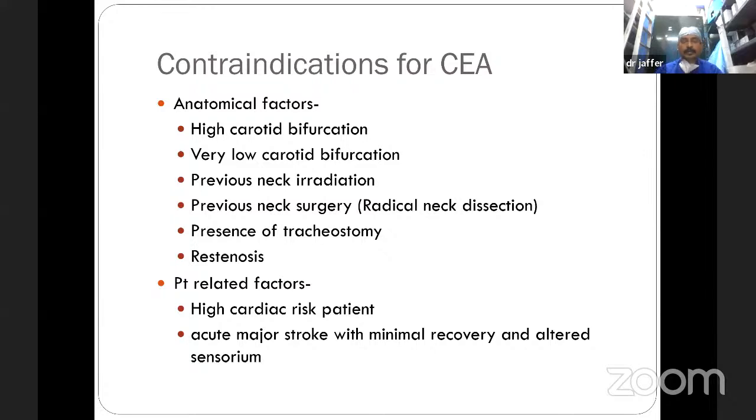Coming to the patient-related factors, especially the high-risk cardiac patient, a patient with severe LV dysfunction, with severe triple vessel disease or associated peripheral vascular disease. Such patients are often defined as high-risk cardiac patients. And secondly, a patient who has suffered a major stroke and a patient with altered sensorium where there is no chance of recovery or only a minimal chance of recovery, and such patients will go into tracheostomy. Such patients we do avoid. So it is contraindicated for CEA.